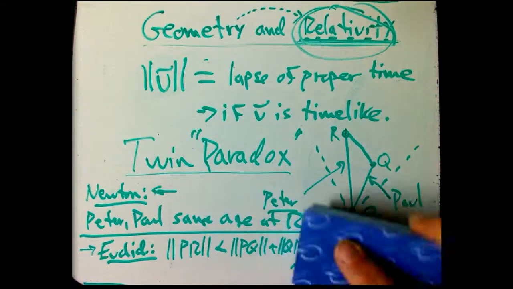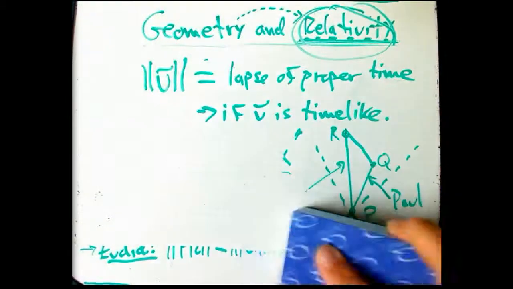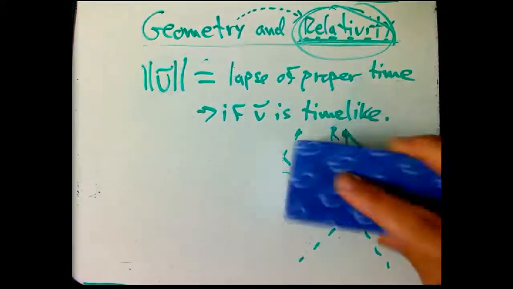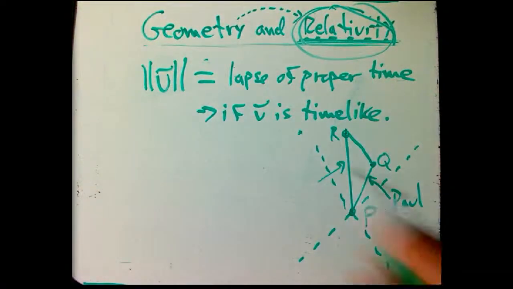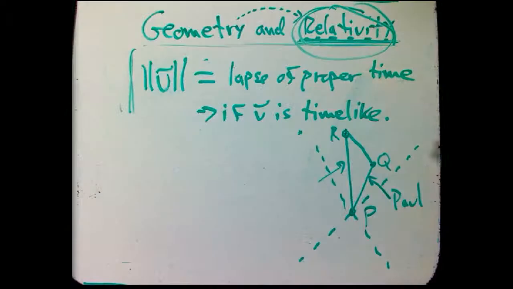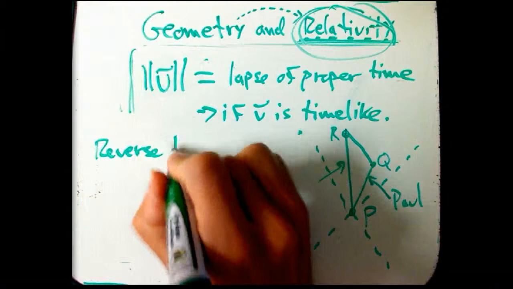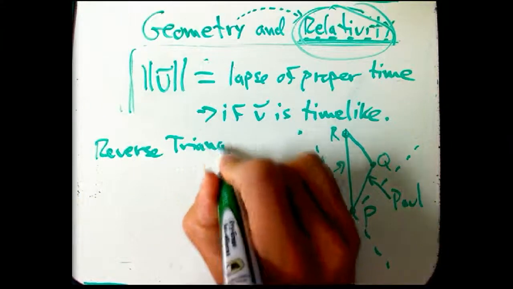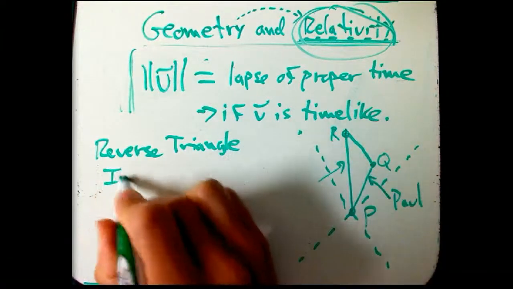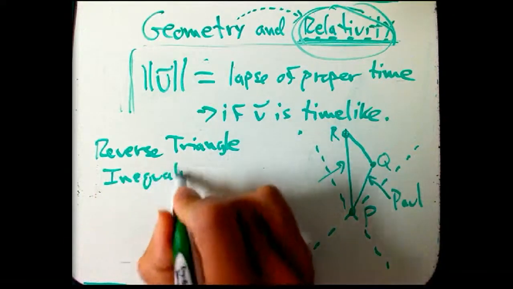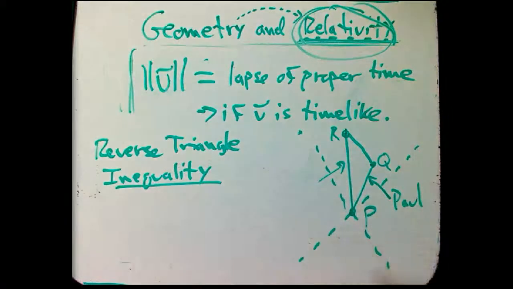So here's what we know in this case. We just have to use this interpretation of what the magnitude of a time-like vector is, and it's the reverse triangle inequality. It's a very direct use of that cool reversed version of a basic Euclidean geometry fact.